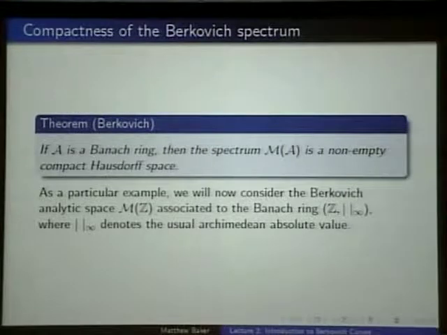By the way, I should say that for me anyway, the hard part of this theorem is the non-emptiness. Now, if the given norm is multiplicative, then obviously it's non-empty because you already started with a point in the space. But in general, there's some tricks that Berkovich uses in his book to prove that this space is non-empty. And then compact and Hausdorff are not as difficult.